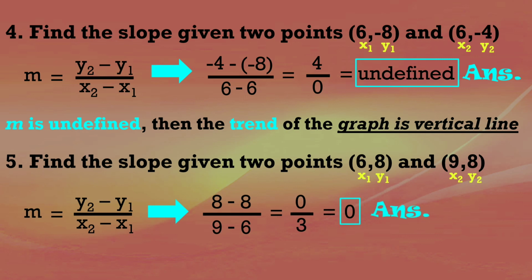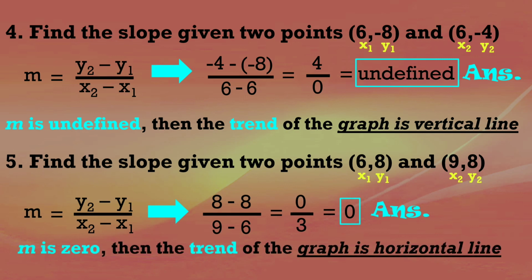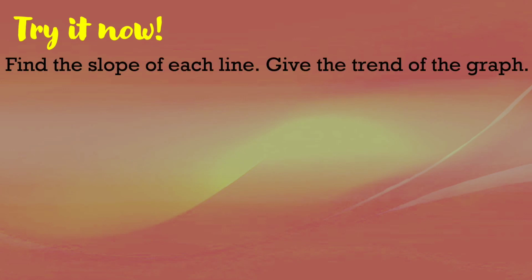So, ang slope natin ay 0. So, pag ang 0 nasa numerator, ang sagot natin doon ay 0. So, dahil 0 ang ating slope, so, ang trend ng graph natin ay horizontal line. So, ayun. So, sana natutunan nyo yung tatlong steps kung paano kunin si slopes. So, this time, kayo naman. So, find the slope of each line. So, give the trend of the graph. So, ibigay nyo kung ang graph ba natin ay increasing, decreasing, horizontal, or vertical. So, depende kung ang slope natin ay positive, negative, 0, at undefined.